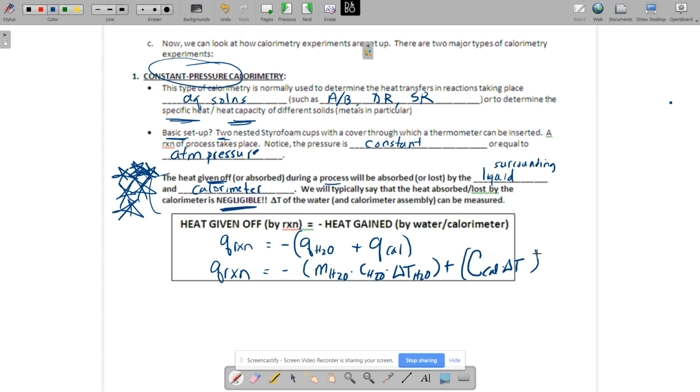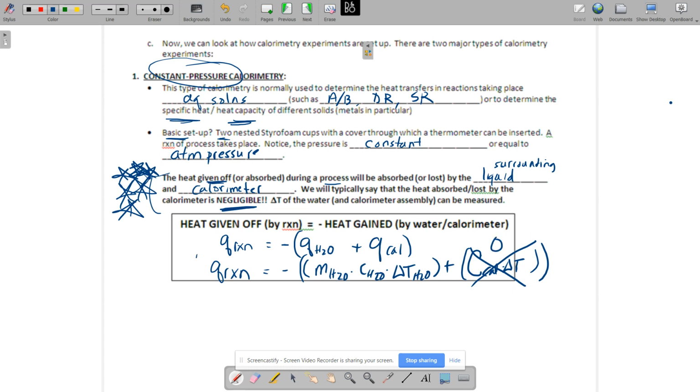But we are going to say that we're using super amazing insulated, high quality Starbucks calorimeters. As a result, for most experiments, we will assume that the heat gained by the calorimeter itself is negligible. So we will usually say that this part of the equation is zero.